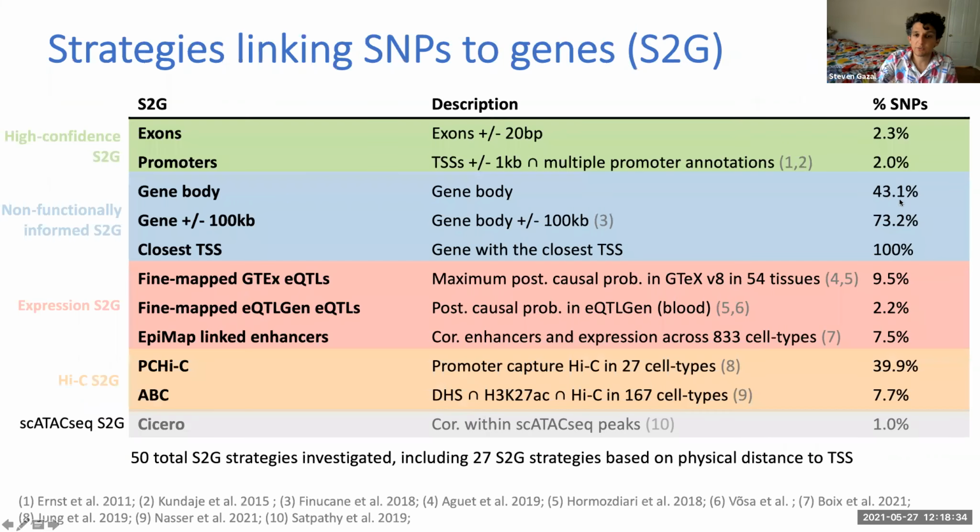If we go back to these strategies, for example, we can say that exons will have a heritability coverage of around 10%, because we know that around 10% of the hits in GWAS are in exons. And the heritability coverage for the closest TSS will be 100%, because every SNP will have a closest TSS, so every causal SNP will be linked to at least one gene.